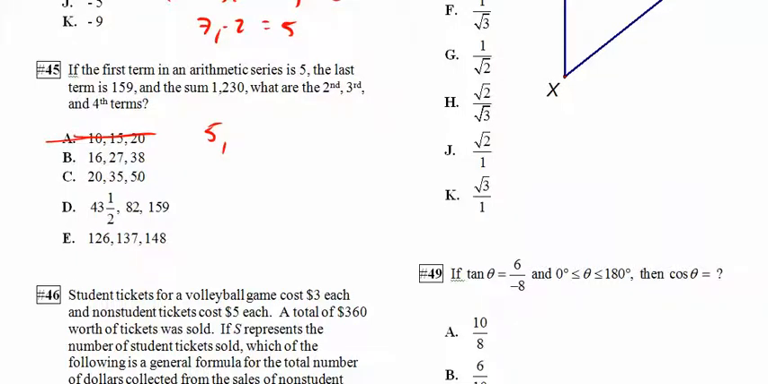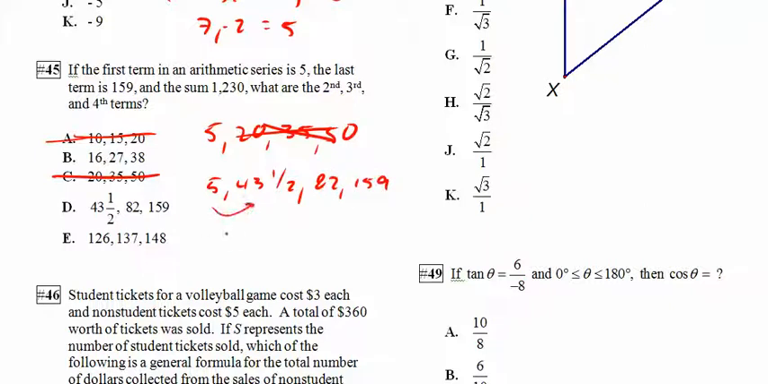Now, here it goes 20, 35, 50. So that would be 5, 20, 35, 50. That's going up by 15s. And again, we won't make 159, so it's not that either. 43 and a half, 82, and 159 means we jump straight there. So maybe it's that one. 5, 43 and a half, 82, and 159. And I look at that and I say, no, from here to here is like 37.5. From here to here is not 37.5, so it's not that one. And this is the last 3 before they get to 159, not the second, third, and fourth terms. So that means it's got to be B.